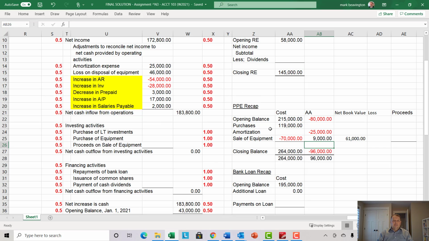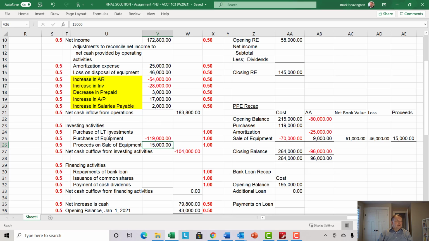And we look at the income statement, and it says on there that we've lost $46,000. So if we've lost 46,000 and we had a book value of 61,000, that means that the proceeds were only 15,000. So right here, proceeds on sale of equipment, $15,000. That's positive cash flow. On the purchase of equipment, initially we're going to write down the 119,000 that we know we bought. We're told that's how much we bought, and that works with our property, plant, and equipment recap. So 119,000, we'll put that in there initially. We're going to come back and revisit this.